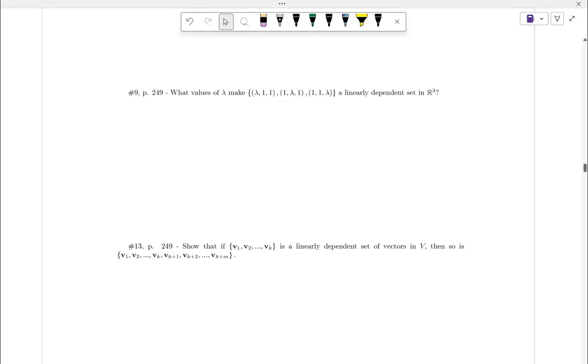This one hopefully ties into other stuff that we've been doing. These exercise numbers don't correspond to our book. These correspond to the book I was using when I made up this handout. So you can ignore the exercise numbers. This one asks, what values of lambda make a linearly dependent set in R3? What do you think we might want to do with this one?